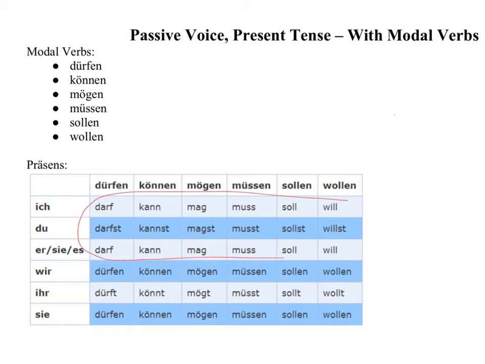And remember the funky thing with modal verbs in the present tense? Right here, the ich, du, and er, sie, es forms, the modal verbs tend to change the vowels. So dürfen to darf, können to kann, mögen, mag, müssen drops the umlaut to muss, sollen, pretty much normal, wollen changes to an i, will, and the ich and er, sie, es forms are the same.